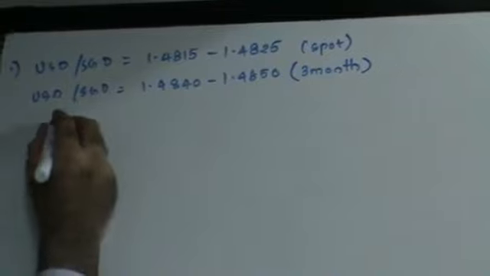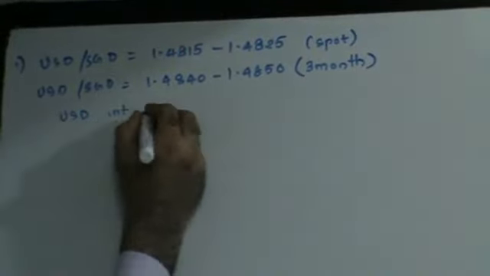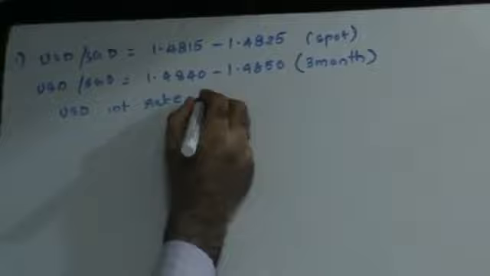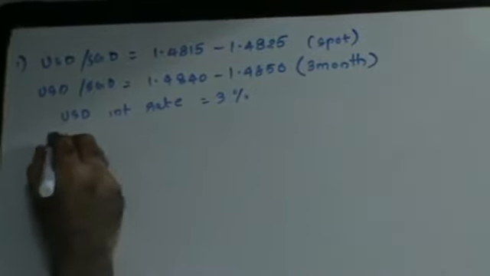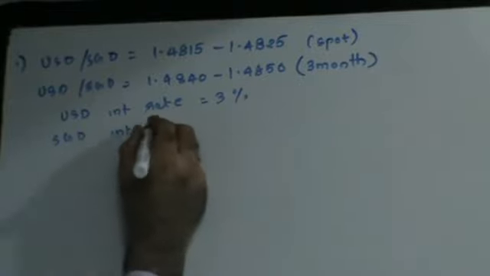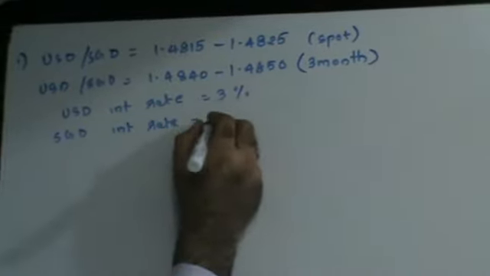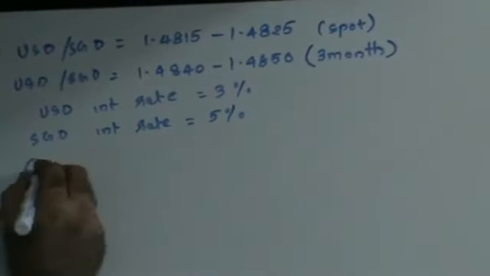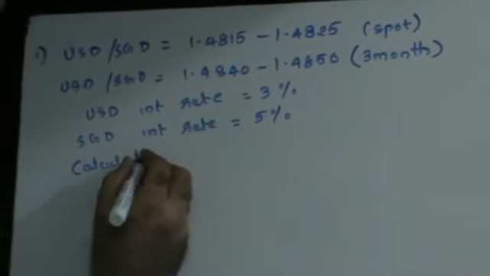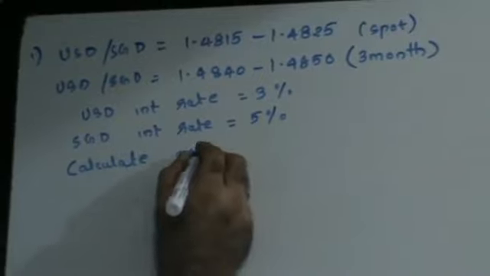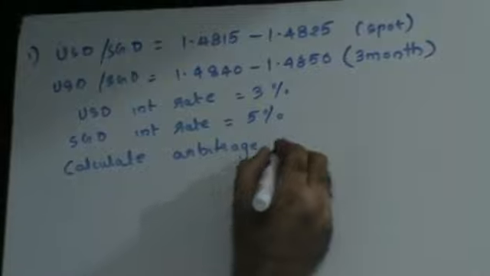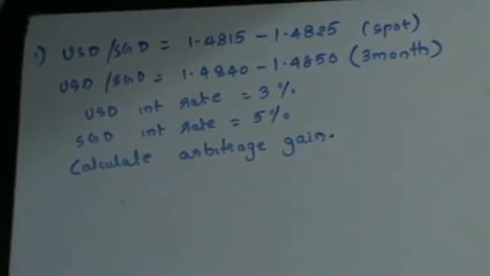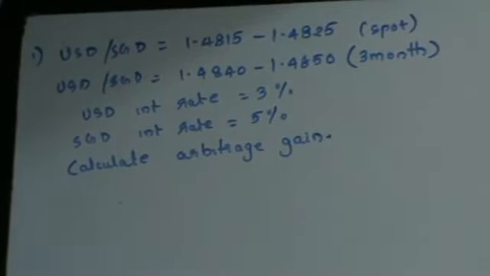US interest rate is 3%. Singapore dollar interest rate is 5%. Calculate arbitrage gain. Now you will be buying and selling simultaneously. That's the reason why you're going to have arbitrage gain.